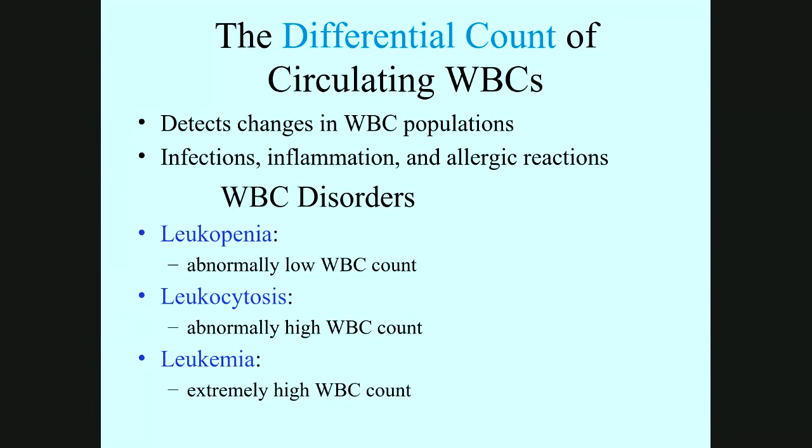The differential count of circulating white cells can detect changes in some infections, during some inflammation, and during some allergic reactions. Leukopenia, for example, is when the white cells are very low. Leukocytosis is very high. Leukemia is extremely high white blood cells. So just by measuring the count of the white blood cells in anybody, we can determine that they have some disorder in this population.